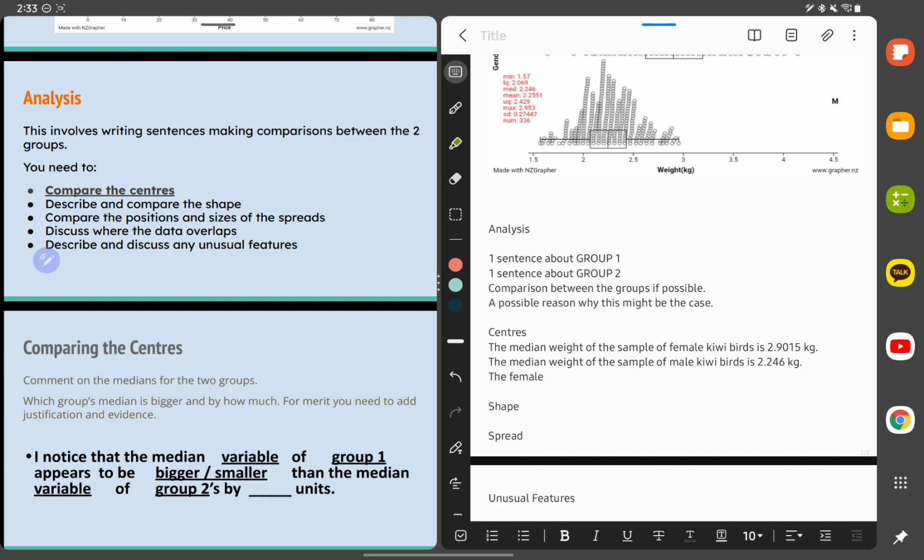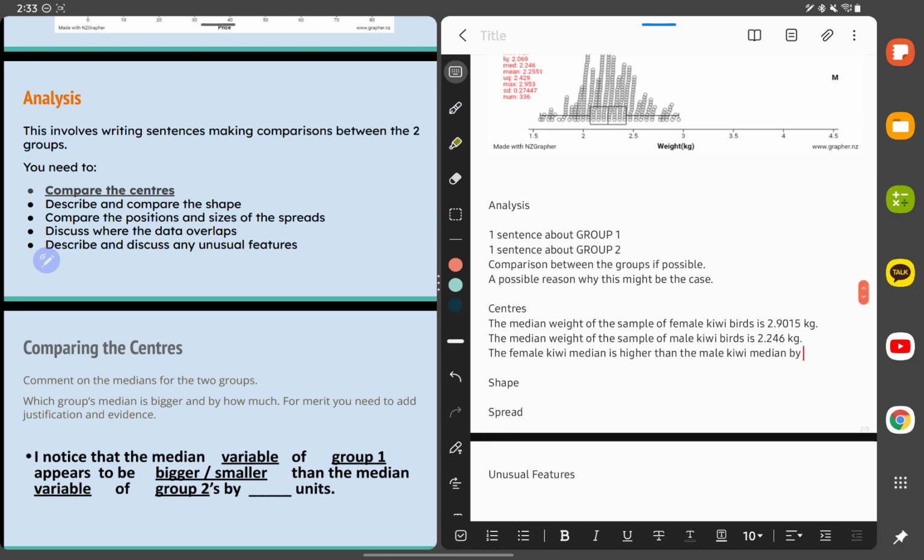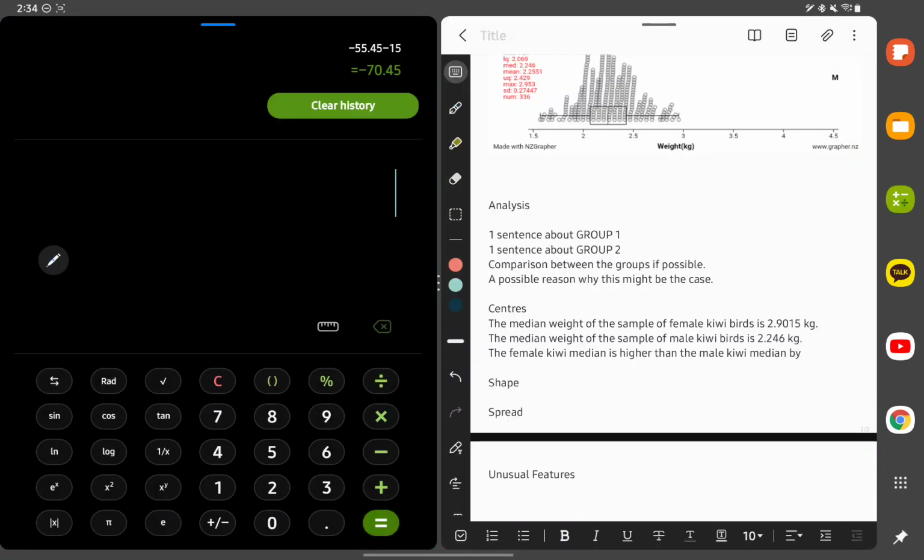And we have a calculator on us, so we say something like the female kiwi median is higher, or you can say heavier, than the male kiwi median by, and if you are comparing two numbers, we can say one's bigger than the other. Tell me by how much. So you can just put this in a calculator. We do the bigger one minus the smaller one. Let's just work that out.